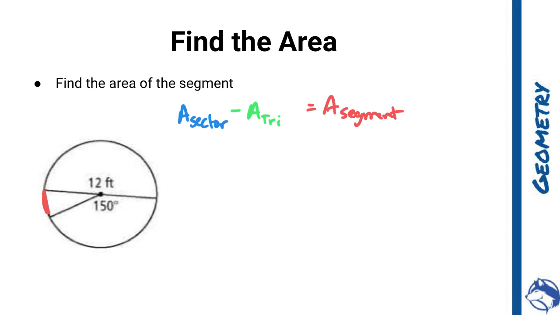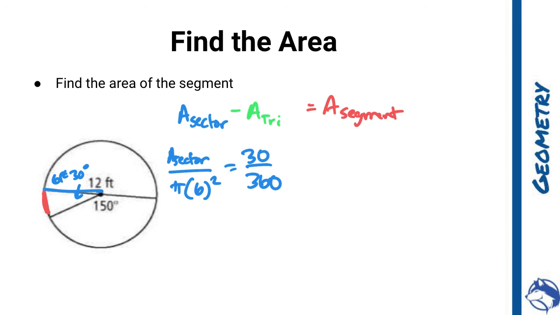So area of the sector, well, this is 30 degrees, and since the whole thing is 12 feet, that means this half is 6 feet. Well, area of the sector over the area of the circle, which is pi times my radius squared, is equal to 30 over 360. So I can solve for the sector there, and I'm going to leave it in terms of pi for now. So this is 30 times 6 squared divided by 360, and I end up with the area of the sector being equal to 3 pi, and this would be feet squared.